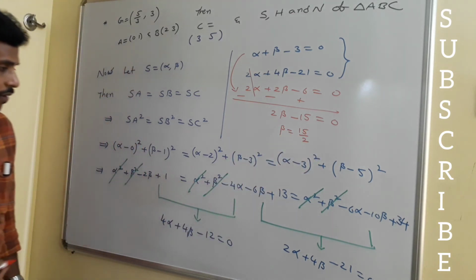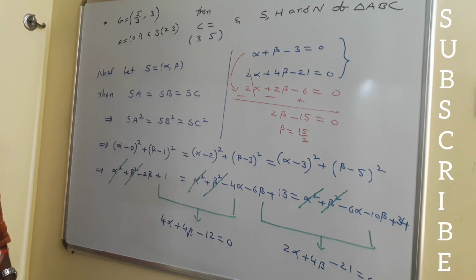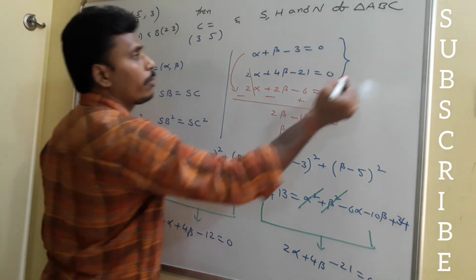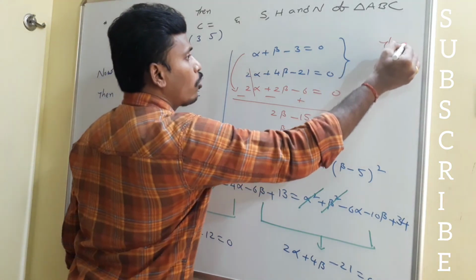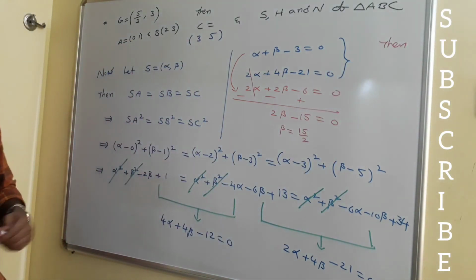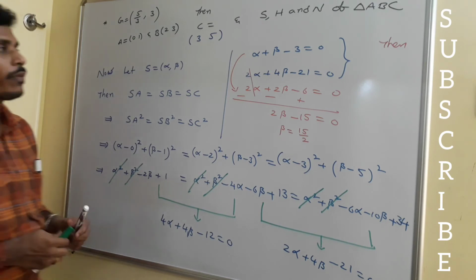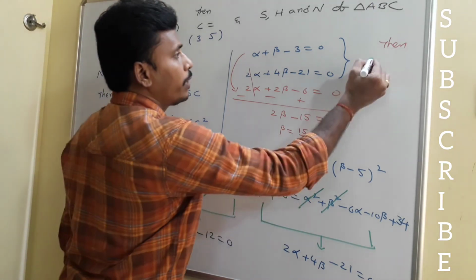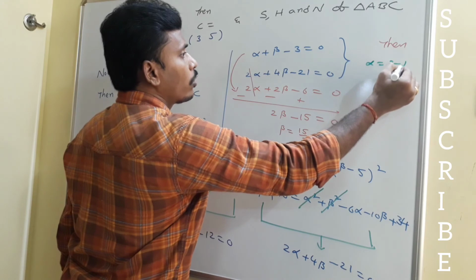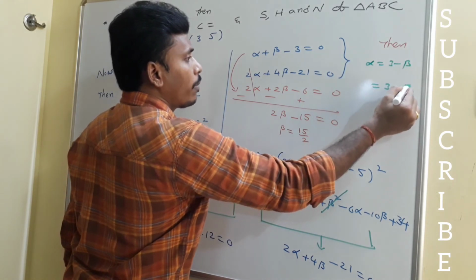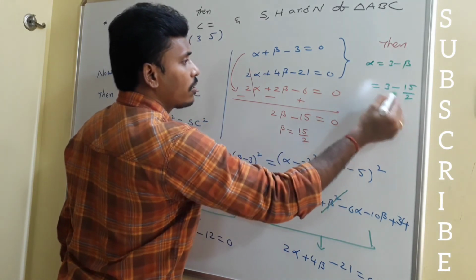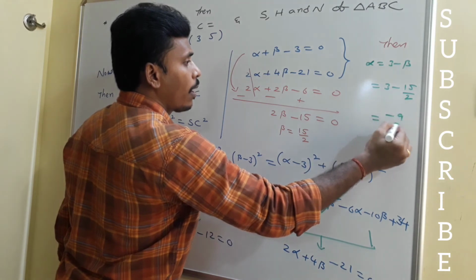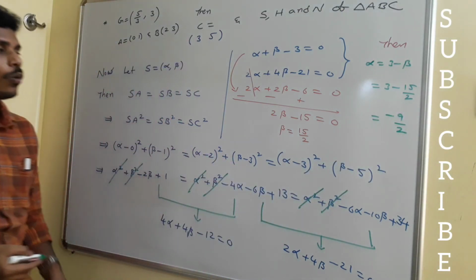If I am correct everywhere. See, check in your own way if they made any mistake somewhere. See, then beta is equal to 15 by 2. If that beta is equal to 15 by 2, then what do you say about alpha? Alpha plus beta is equal to minus 3, right? Then alpha is equal to minus 3 minus beta. Since alpha is equal to minus 3 minus 15 by 2, on simplification, minus 6 minus 15, minus 9 by 2 is your alpha.